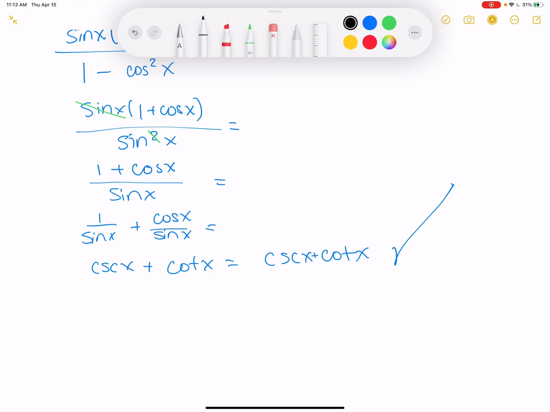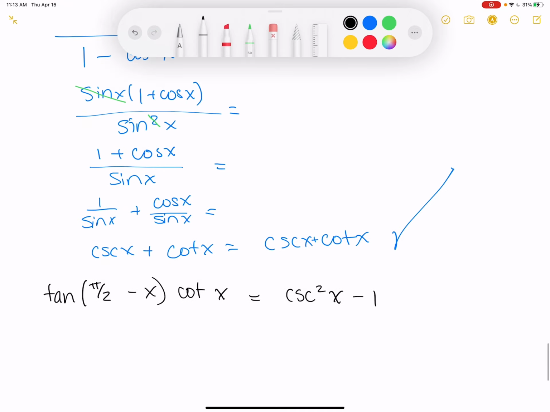All right, you're going to do the tangent of pi over 2 minus x times the cotangent of x is equal to the cosecant squared of x minus 1. Oh wow. So you need to be doing this one on your own paper. Everybody is participating.